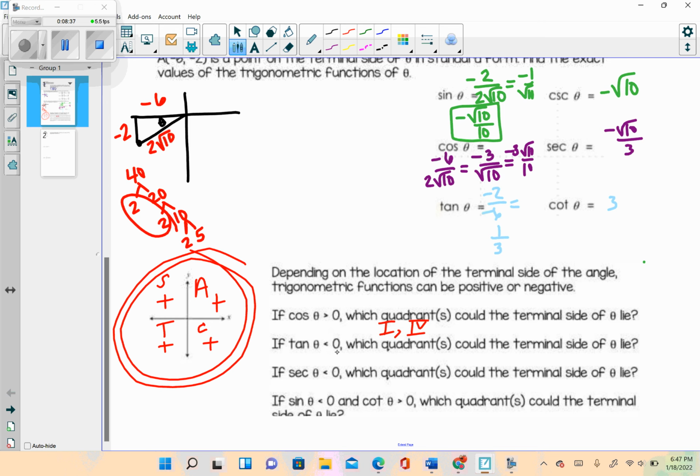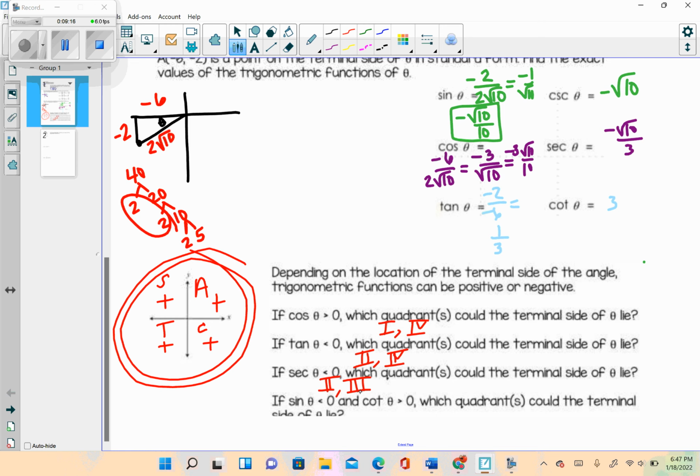If tangent is less than 0, which means tangent is negative, okay? Can't be in 1 because everything's positive. Can't be in 3 because that's where tangent's positive. So it's going to be either in 2 or 4. Okay? Secant. Secant goes with cosine. Don't forget that secant is not cosine. So if secant is less than 0, that goes where cosine is less than 0. So where's cosine negative? Cosine is not negative in 1. It could be negative in 2. It could be negative in 3. It cannot be negative in 4 because cosine is positive.